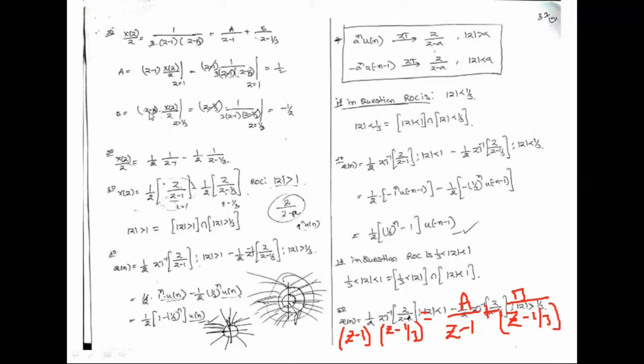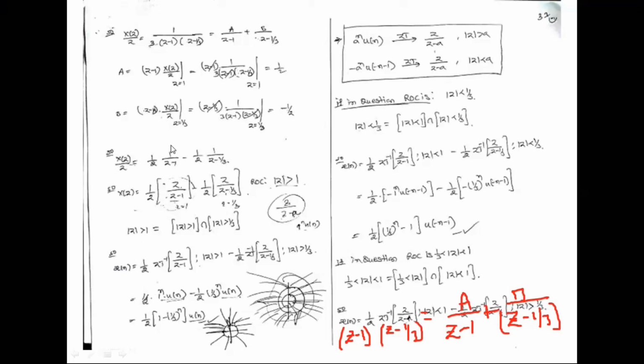And b is the same thing: multiply by z minus 1 by 3 with X of z by z. So z minus 1 by 3 gets cancelled in this function. 1 by 3, z minus 1 is there. So substitute z as 1 by 3. So 1 by 3 minus 1 is there. 1 minus 3 and 3 get cancelled, minus 2 in the denominator. So b is equal to minus 1 by 2. So a is 1 by 2 by z minus 1, and b is minus 1 by 2 by z minus 1 by 3. Got it, my dear students?